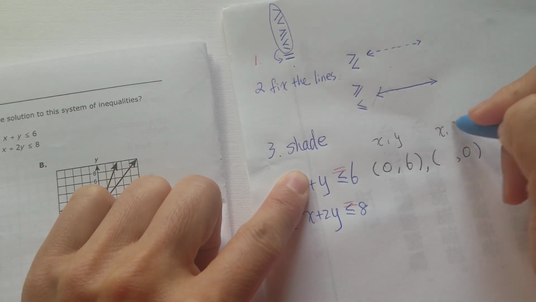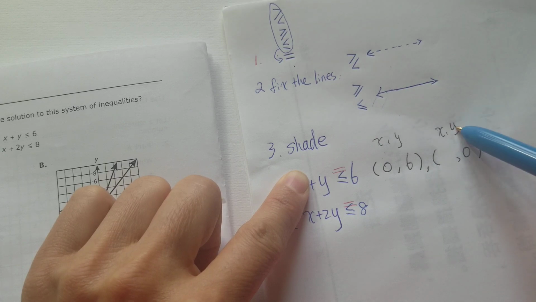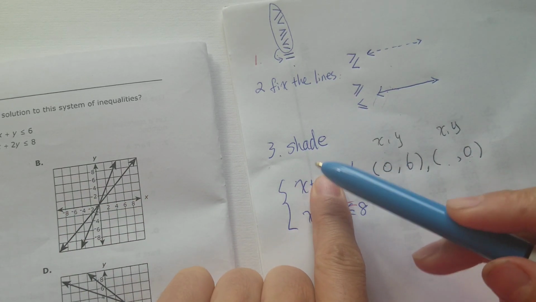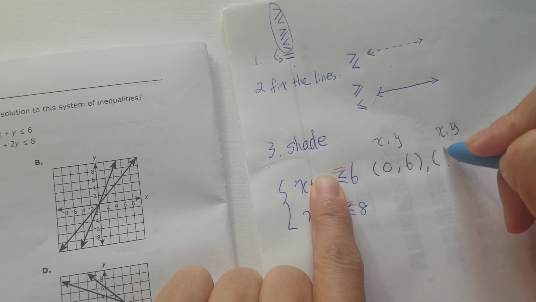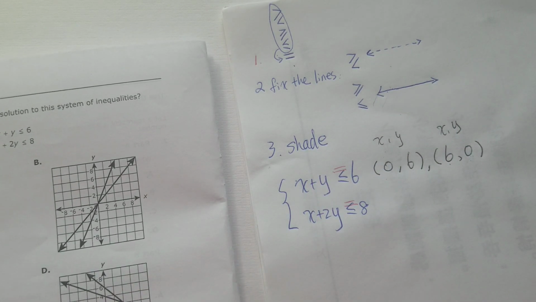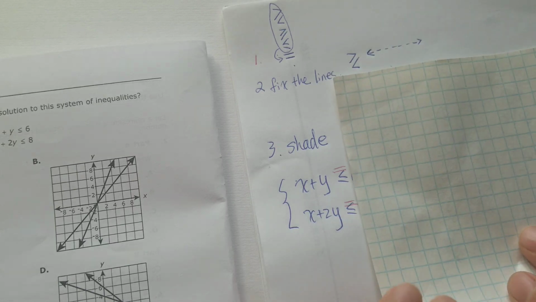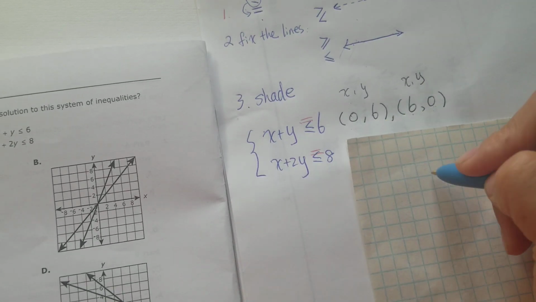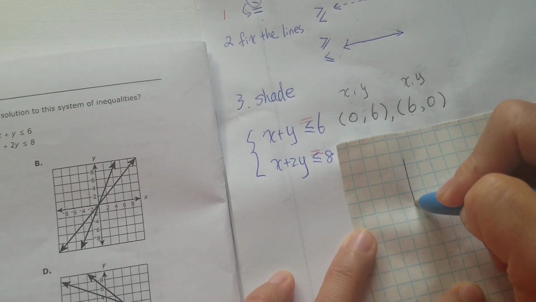It's always x, comma, y. If y is 0, we're looking for x. If y is 0, x plus 0 equals 6, so x is 6. So you are able to find those 2 points when you try to graph it.